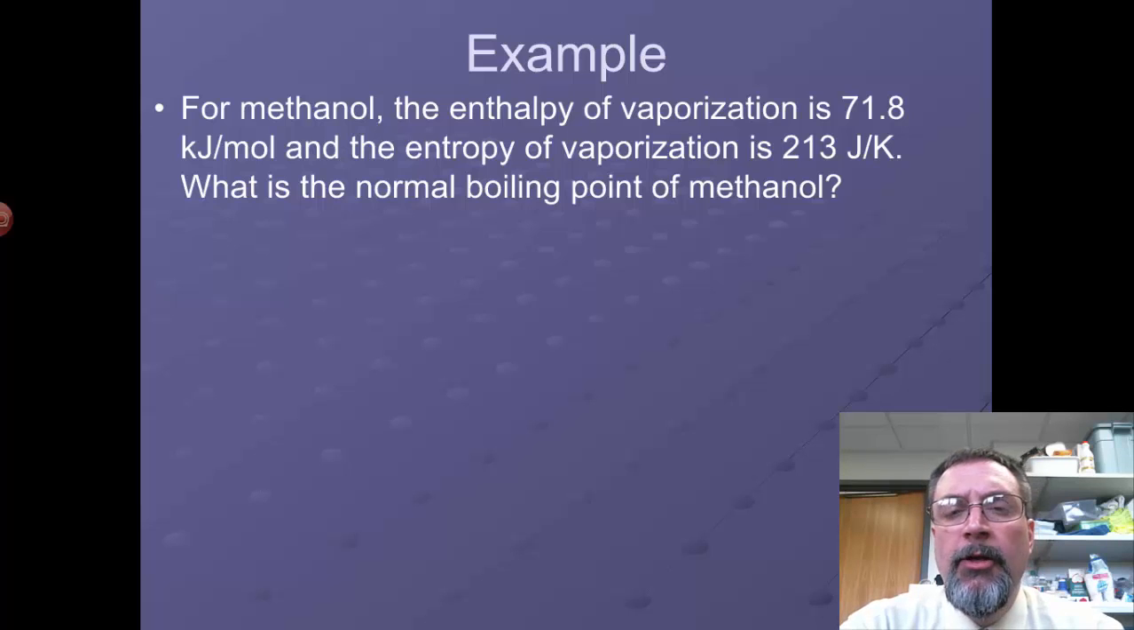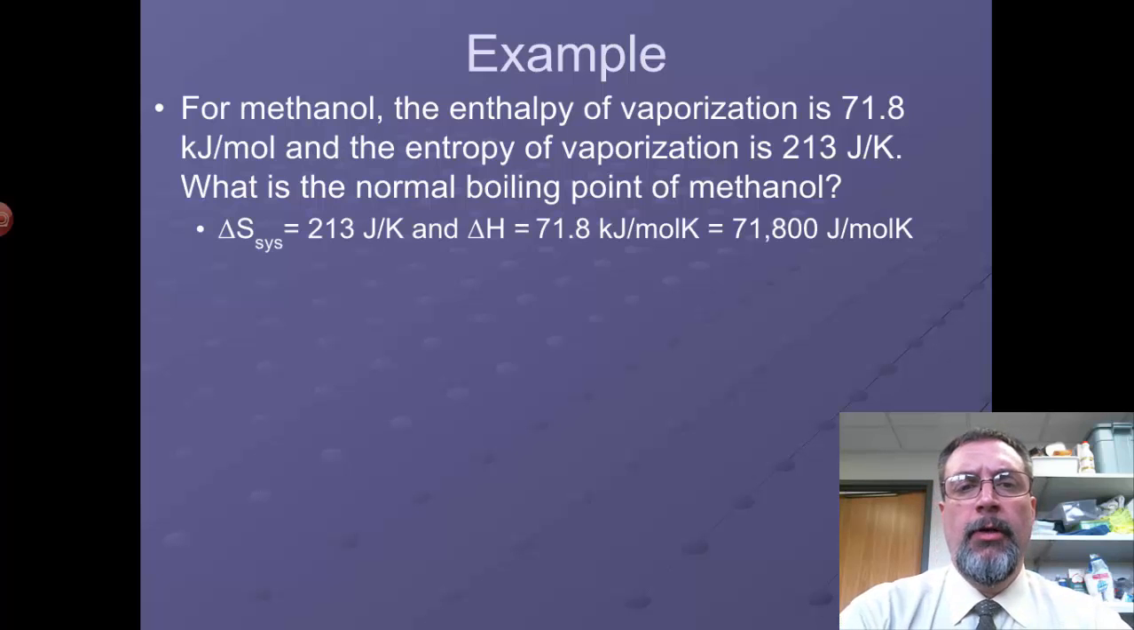Okay, we want to find the normal boiling point. Now remember what normal boiling point means. Normal boiling point is the temperature at which the liquid and the gas are in equilibrium, because the vapor pressure of the liquid is equal to the atmospheric pressure, and we're in equilibrium. Okay, so what do we know?